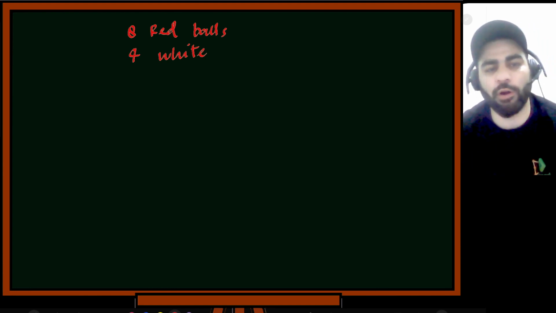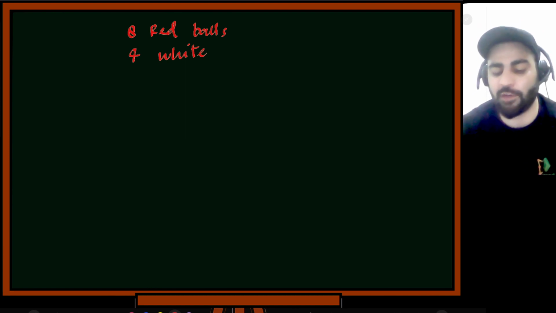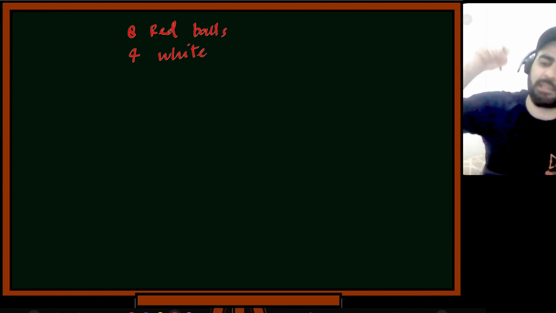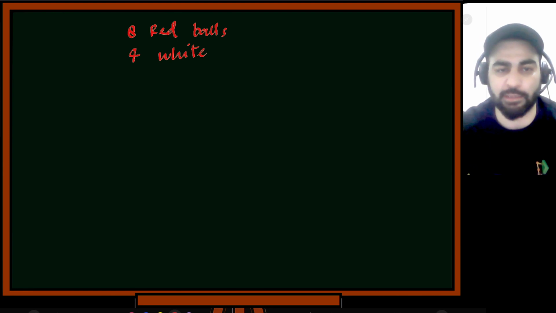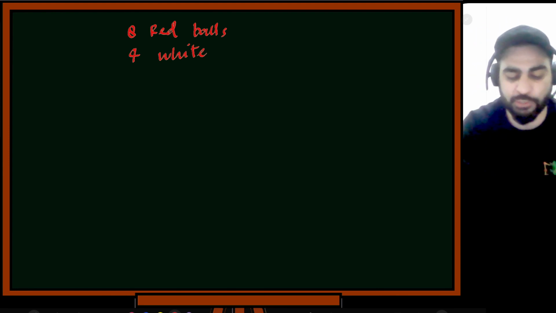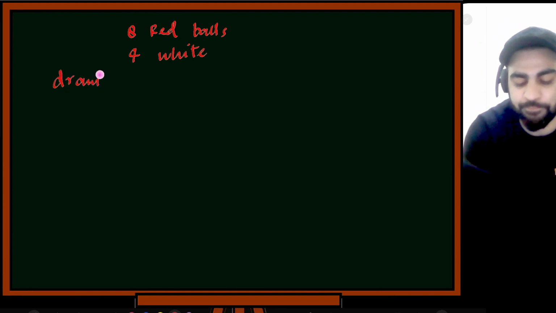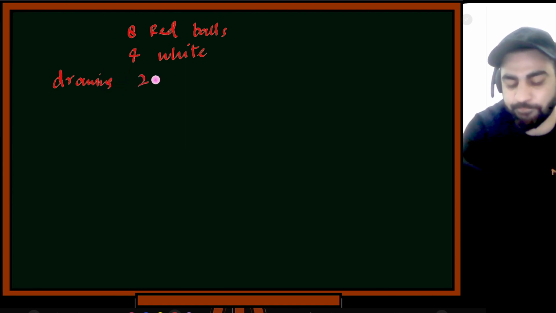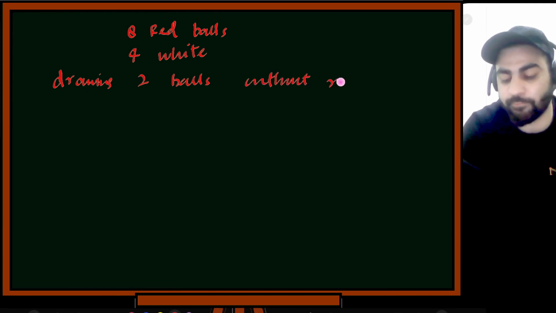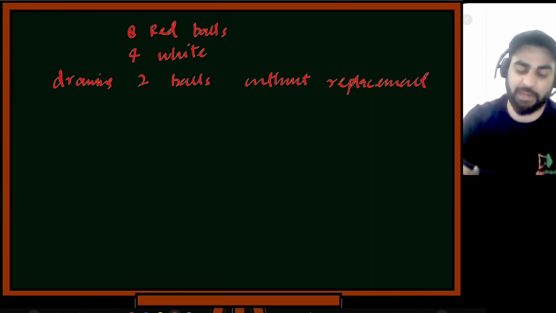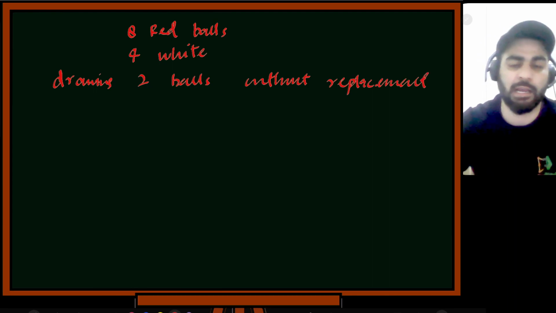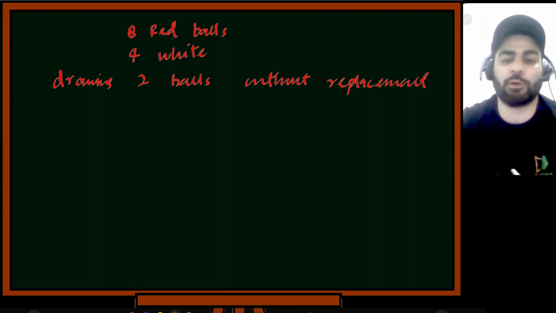We draw 2 balls from the urn without replacement. Without replacement means I'll draw the first ball, then I'll not drop it back in the urn, but I'll keep it separate. So I'm drawing 2 balls without replacement. I have 8 red balls and 4 white balls.